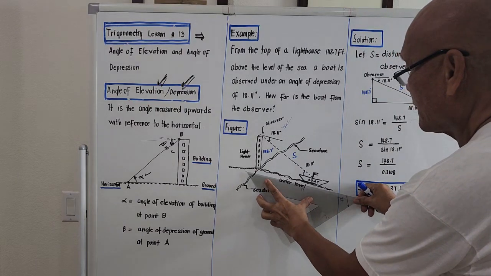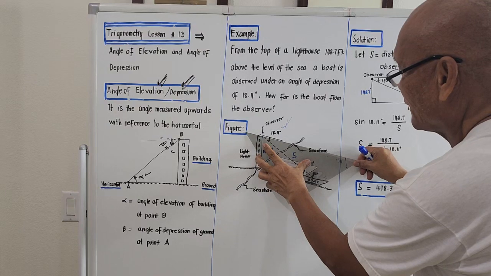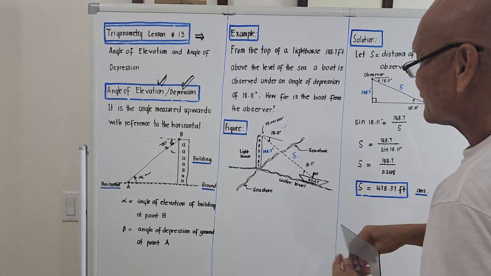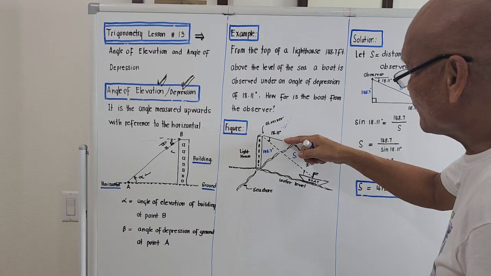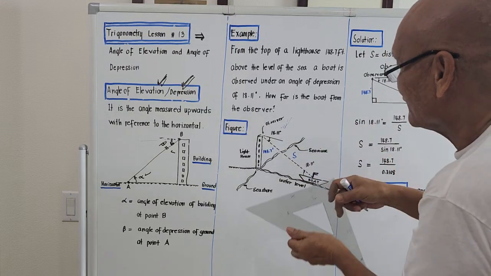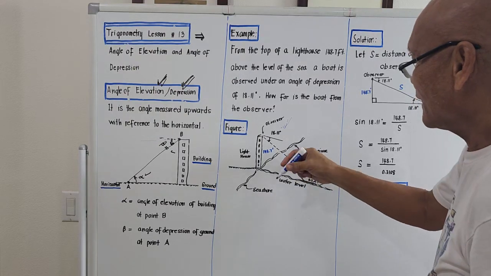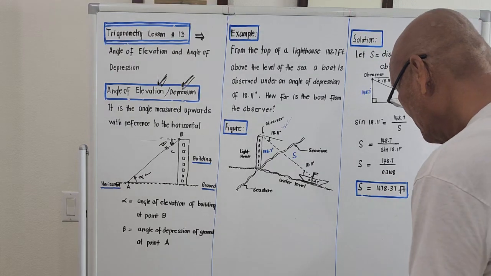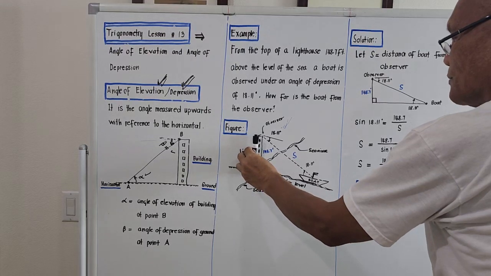He observed that the angle of depression of this boat is 18.11 degrees. We assume that the water line is horizontal, okay? And this line here is parallel to the water line. Parallel, right? So if we plot the angle of depression of this boat, it should be with reference to the horizontal line. This horizontal line is parallel to the water line, right? So this is 18.11 degrees, okay? And the height of the lighthouse, excuse me, is 148.7 feet.